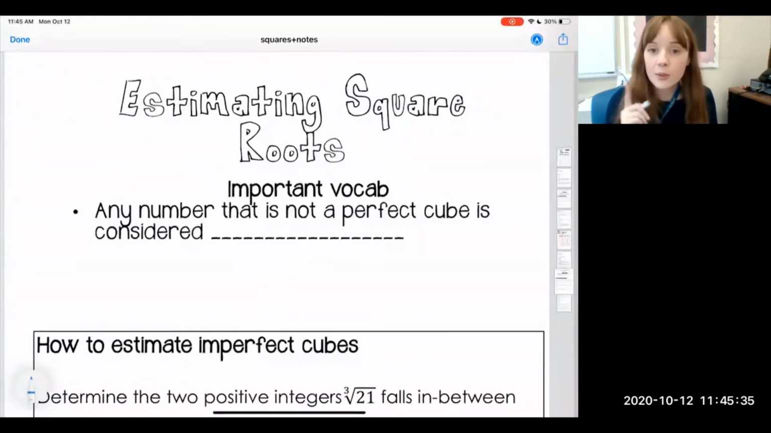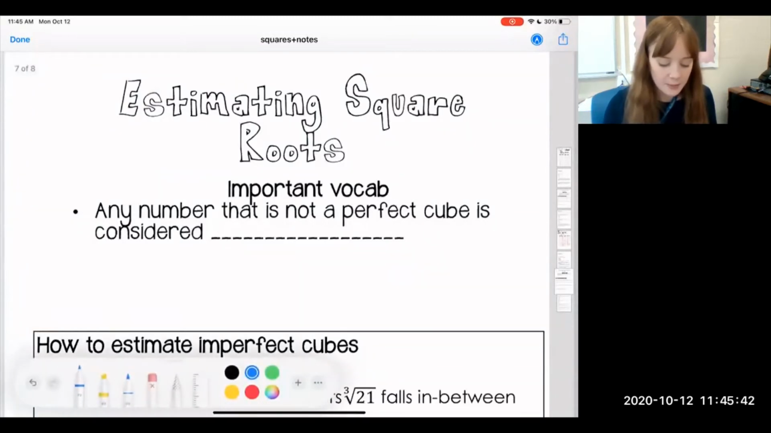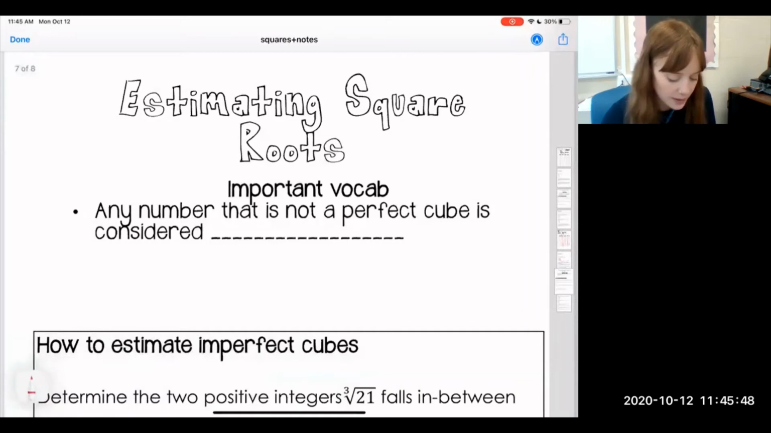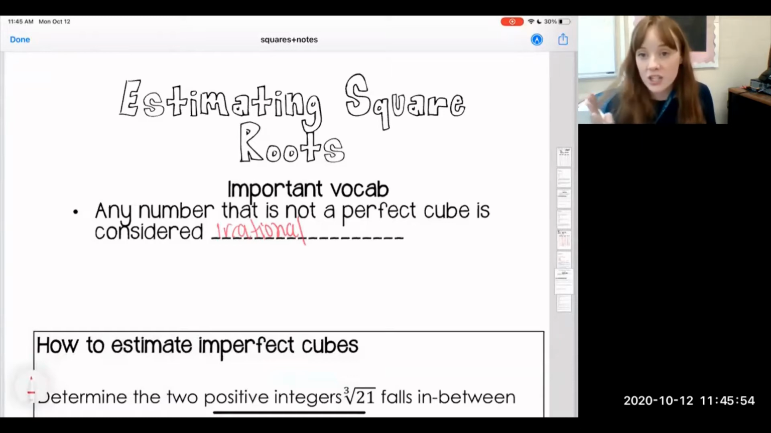Okay, so just like when we were doing imperfect squares, we had irrational numbers. Cubes are the same situation. Only perfect cubes will give you those nice, pretty whole numbers. Everything else is going to be considered irrational. And remember, irrational numbers can't be written as a fraction, and they have those long, crazy decimals.